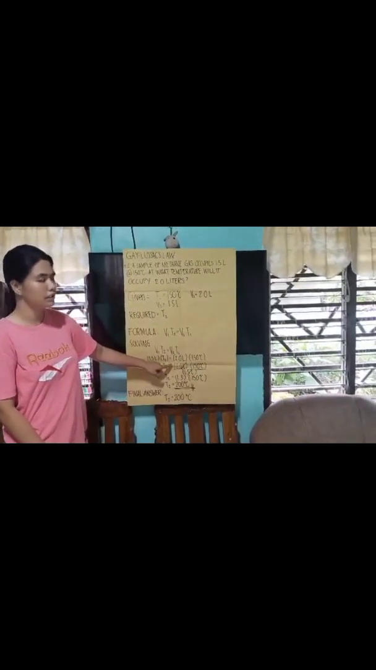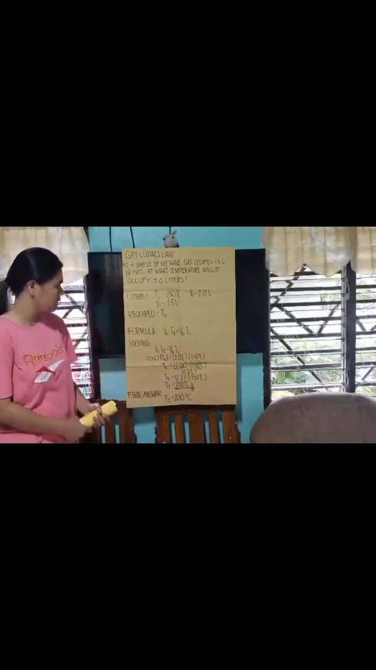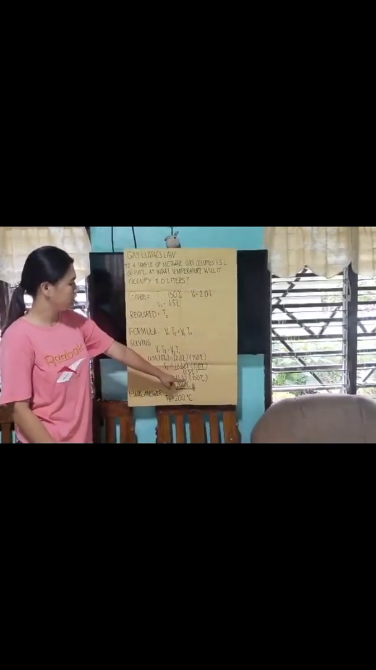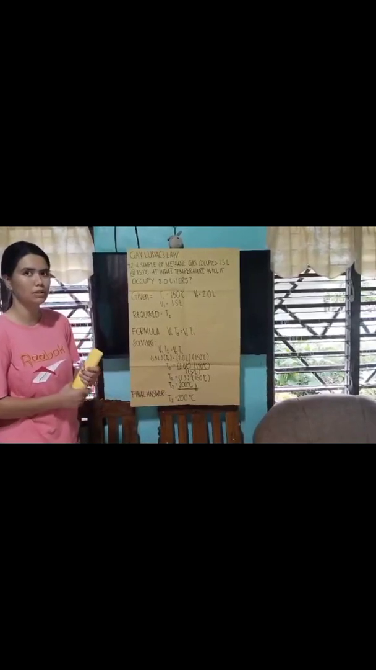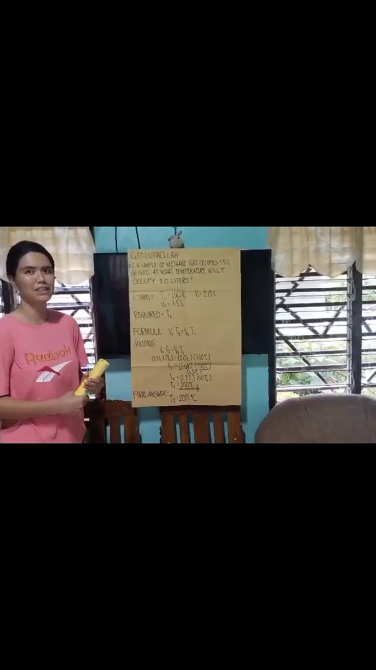So 2.0 liters divided by 1.5 liters is equal to 1.3 liters multiplied by 150 degrees Celsius. So the final answer is 200 degrees Celsius. So our temperature 2 is 200 degrees Celsius. That's all. Thank you. Good day, sir and buddies.